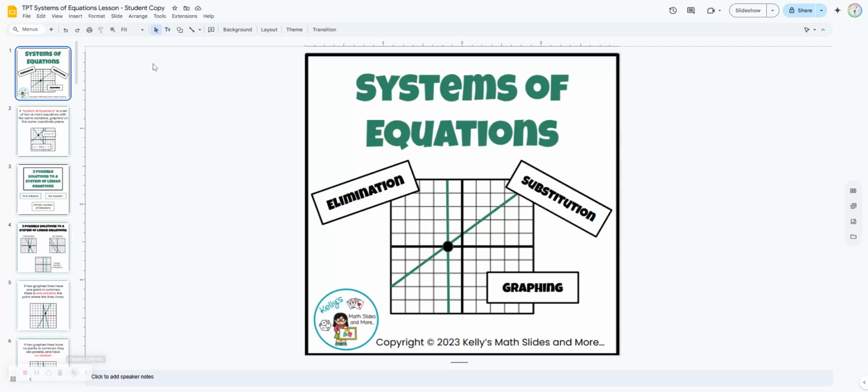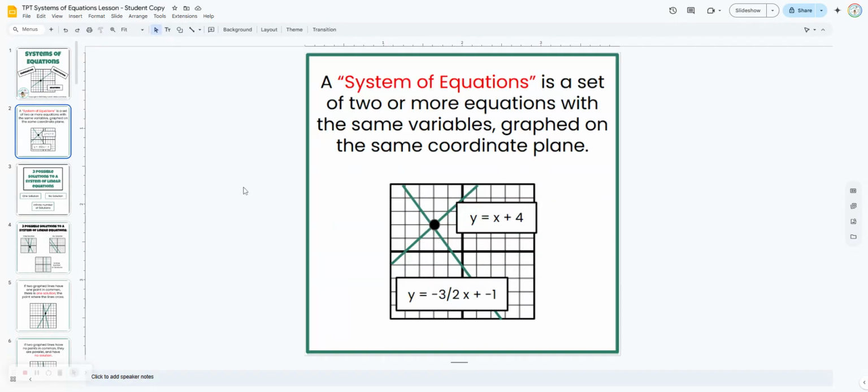Systems of linear equations. This is a digital lesson, and it covers graphing, elimination, and substitution. So you might want to take 2 or 3 days on this slide deck and just allow students to learn each of the different methods and give them a chance to practice. So the lesson starts with explaining what a system of equations is.